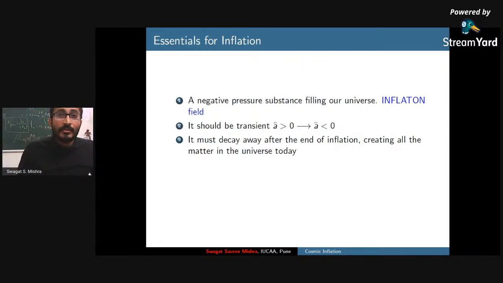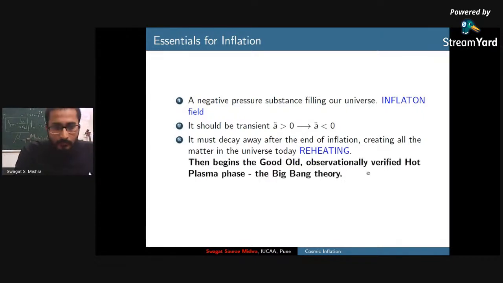I see the early universe is hot and dense. I need a dense universe. So when it decays away, it should give its energy to normal matter. So it should sprout out particles. So you can think of all the particles, all the protons in your body were actually created in this process. Okay, sometime back when the universe was less than a second old. Great. This process is called reheating, about which we are not going to discuss much. Then begins the good old, observationally verified, hot, dense plasma phase, or the standard Big Bang theory starts. So inflation first, then the standard Big Bang phase.